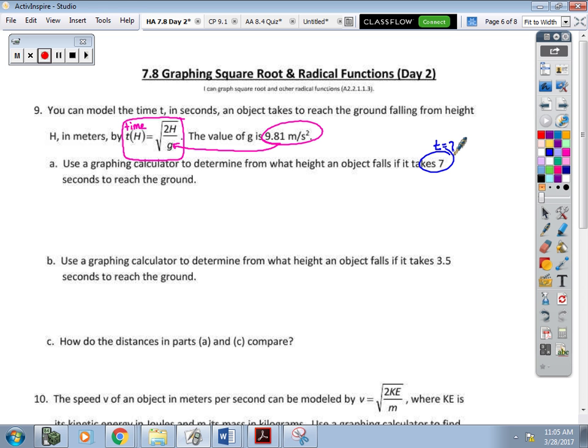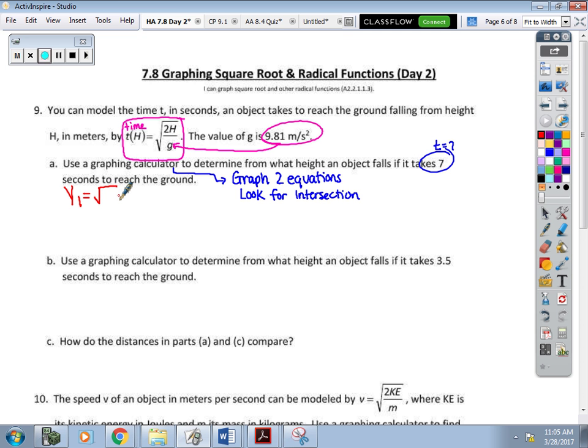All right, so if we're using the graphing calculator, what you're actually going to do is graph two equations. I don't want to say two lines because one's a curve and one's a line. But we're going to graph two equations, and then we're going to look for the intersection of the two graphs. Okay, so in our graphing calculator, in our y1, we will put in this equation, obviously plugging in the 9.81.